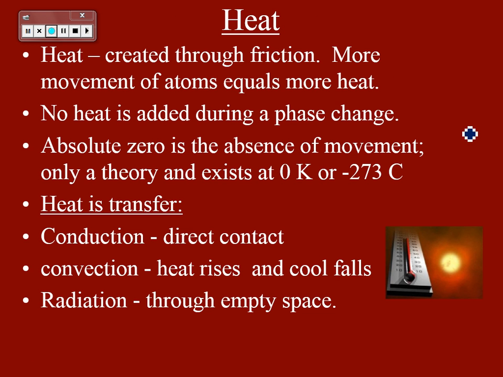Heat is created through friction. If you rub your hands together, the more movement, more heat. No heat is added during a phase change. So if something is melting and something is freezing, they both occur at the same temperature. All that's changing is that the atoms are either speeding up or slowing down, but the temperature does not change during a phase change. Absolute zero is a theory that says this is what would occur if all the atoms stopped moving. But atoms never stop moving, so it's never existed. If it did, they would call it 0 Kelvin or negative 273 Celsius.